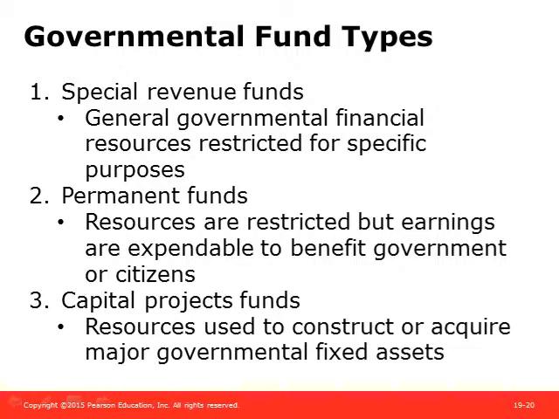So we talk about special revenue funds. They account for general governmental financial resources restricted for specific purpose. Permanent funds report resources whose use is permanently restricted, but whose earnings are expendable for the benefit of the government or its citizens. A capital projects fund accounts for resources to be used to construct or acquire a major general governmental fixed asset and the related current liabilities.